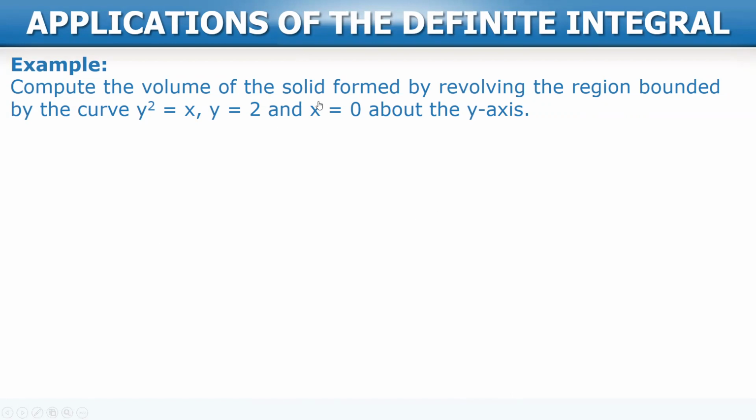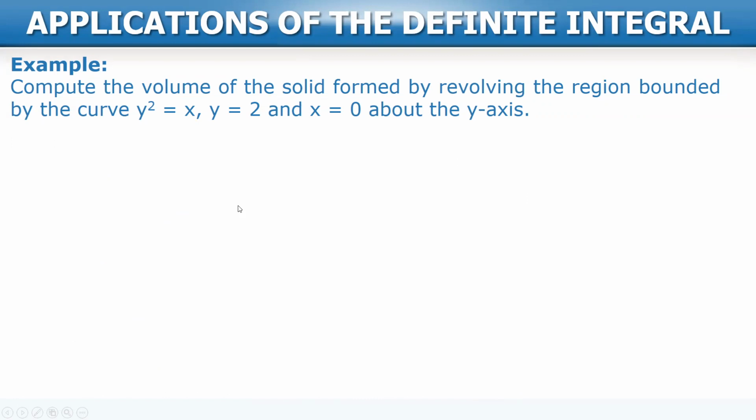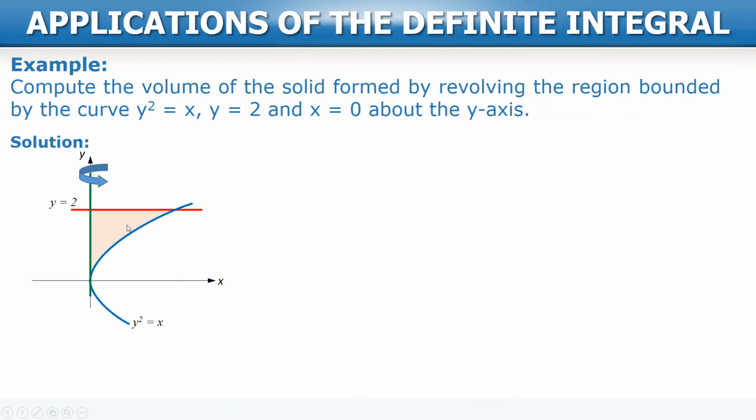Again, this problem was solved using the previous method. Let's check. Using cylindrical disc method, okay, the answer is 32 over 5 pi. Revolve about the y-axis. Okay, so this is our region. Now this time, we'll use a vertical strip. Since our axis of revolution is vertical, then our strip must be vertical also.